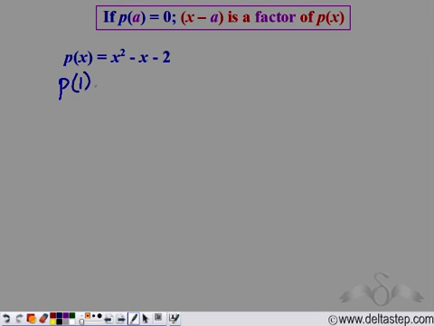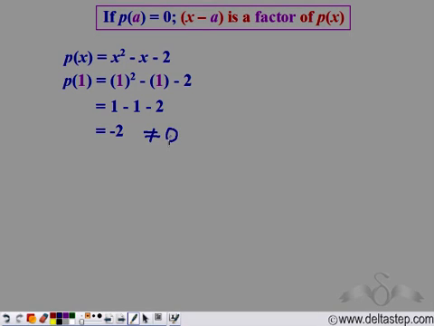So let us calculate P(1). P(1) is 1 square minus 1 minus 2, which is equal to 1 minus 1 minus 2, which is equal to negative 2. This is not equal to 0. So we can say that x minus 1 is not a factor of P(x), because P(1) is not equal to 0. So using the factor theorem, we have said that x minus 1 is not a factor of this expression.